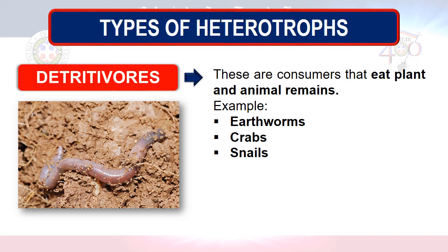Detritivores. A detritivore is a heterotrophic organism which obtains its nutrients by feeding on detritus. Detritus is the organic matter made up of dead plant and animal material. Detritivores are organisms that feed on the organic waste of dead plants and animals. Examples are earthworms, crabs, and snails.